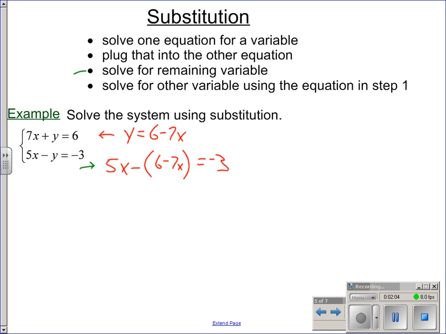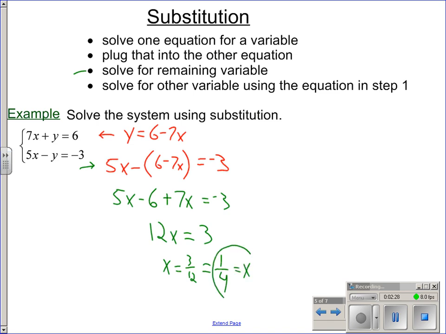We just have to combine some terms here. So we get 5x, this becomes a minus 6 and a plus 7x, equal to negative 3. That gives us 12x equals 3. If I add 6 to both sides, that's going to give me 3. And divide by 12, 3/12, which is 1/4 by canceling out common factors. Okay, there's part of our answer. x is 1/4. So we solved for that remaining variable.